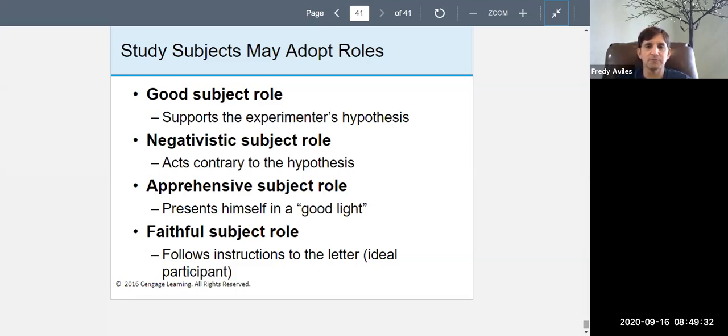Or the faithful subject role. That's what you actually want. You want the participants to follow the instructions to the letter. You want them to do what you tell them to do, right? You want them to be a good subject, right? A good participant, so that everything works out, okay? Well, it doesn't always work out, but the faithful subject role is the one that follows directions, follows instructions, and does things the way you tell them to do them, okay?